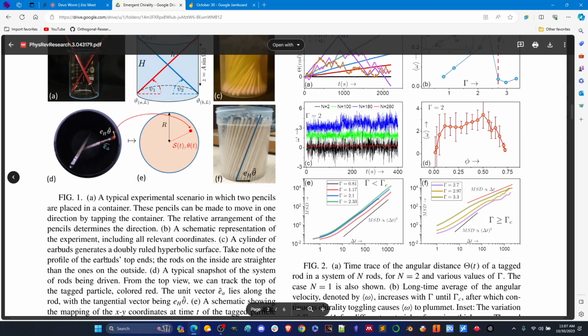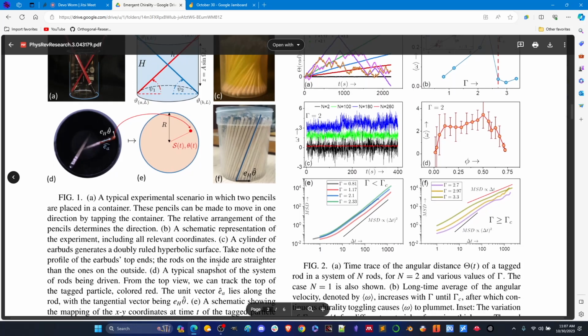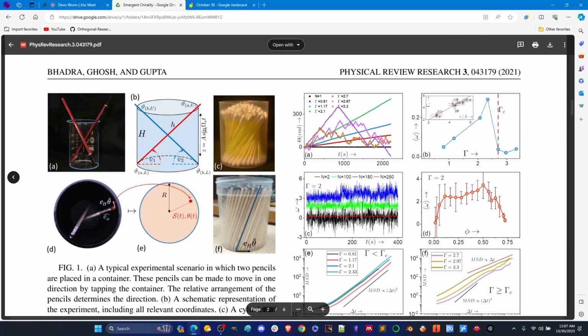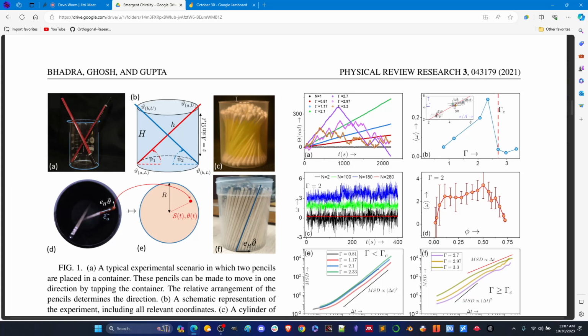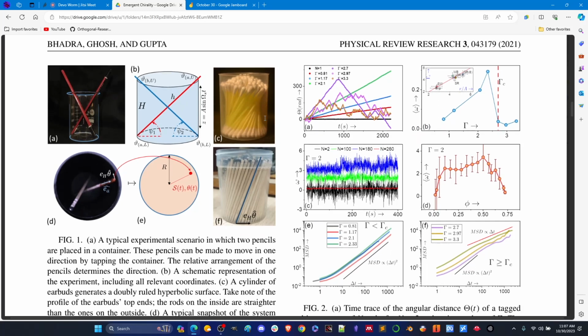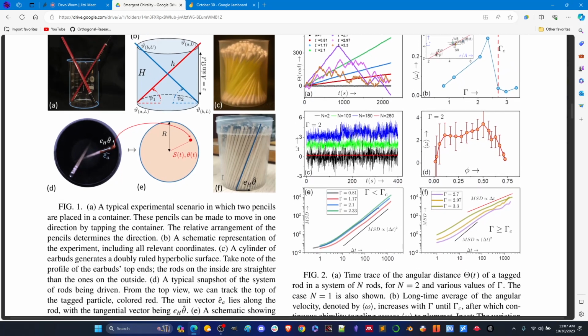Take note of the profile of the earbuds' top ends. The rods on the inside are straighter than the ones on the outside. So on the inside of the massive cotton swabs, those are straighter, and you can see them sitting upright. Whereas the ones on the edge are compressed downward and curved, and they're lower in this container. So take note of that. That's going to play a role in this emergent process.